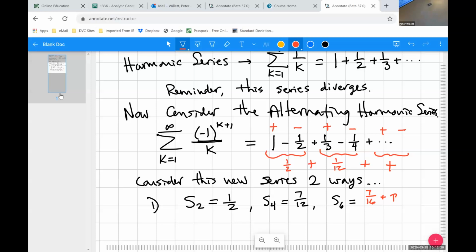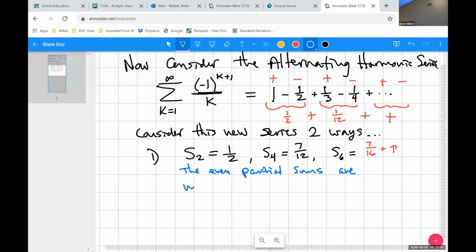So what we can see if we look at the even partial sums is that you get a value that is increasing each time. It never decreases because you're always adding some small additional positive amount. So what I conclude from this is that the even partial sums are monotonic and increasing.